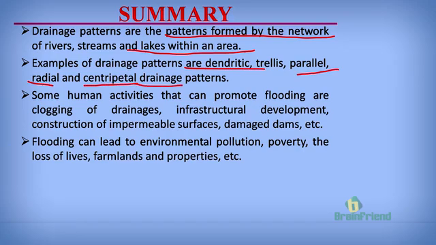We also saw some human activities that could promote the occurrence of flooding within an area. These activities include the clogging of drainages, infrastructural development, construction of impermeable surfaces, damaged dams, and so on. Some of the effects of flooding within an area include environmental pollution, poverty, loss of lives, loss of farmland, loss of properties, and so on. Some of the ways to prevent flooding include strategically planting trees and trying to protect wetlands, helping to ensure that drainages are well constructed, the use of flood embankments, and so on.